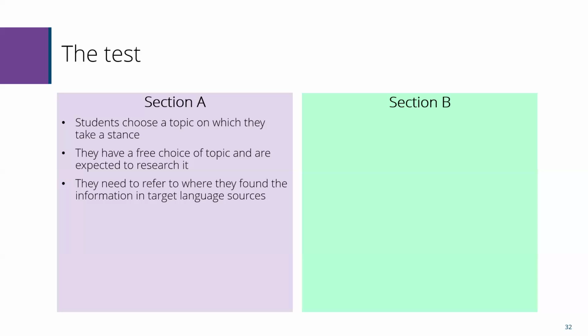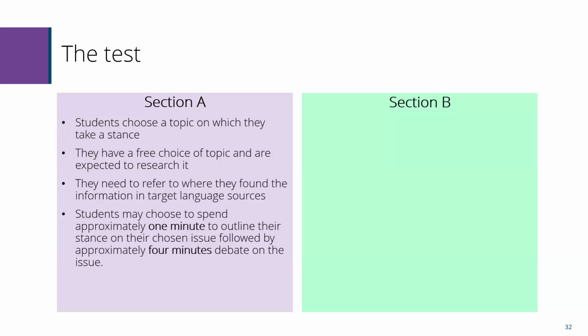They need to refer to where they found information in target language sources. This is important. So they need to talk about where they got the information from. And those need to be in target language sources. So it's not sufficient to have read an article in The Guardian and then applied it to France, Spain, or Germany. You need to have read that article in a publication originally published in the target language, and you need to refer to that in the presentation and discussion.